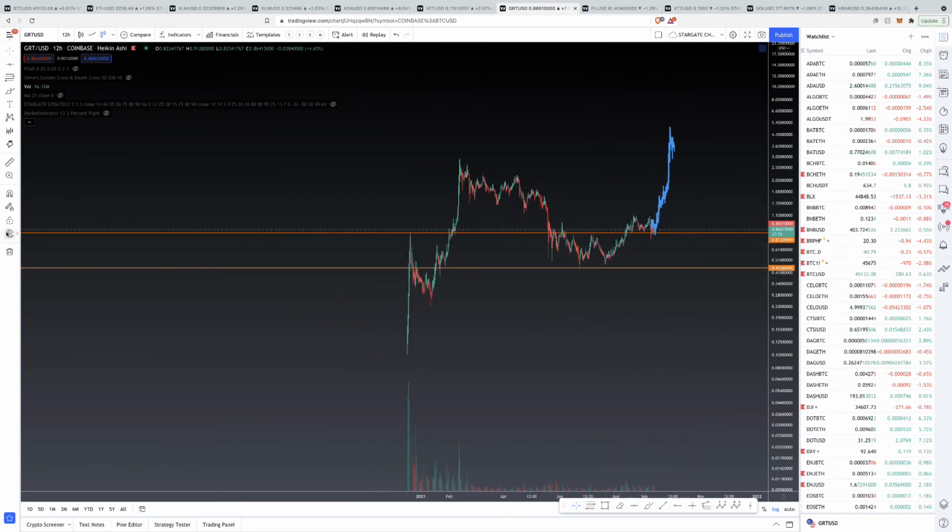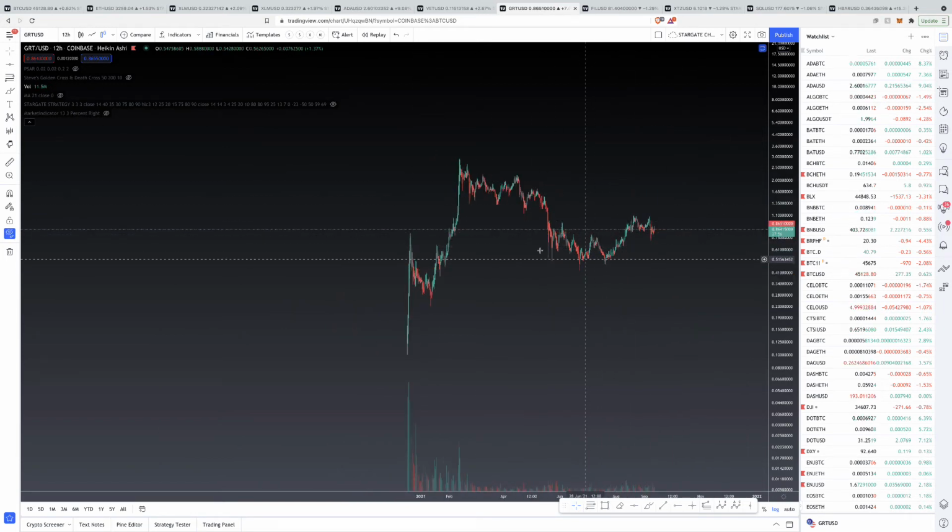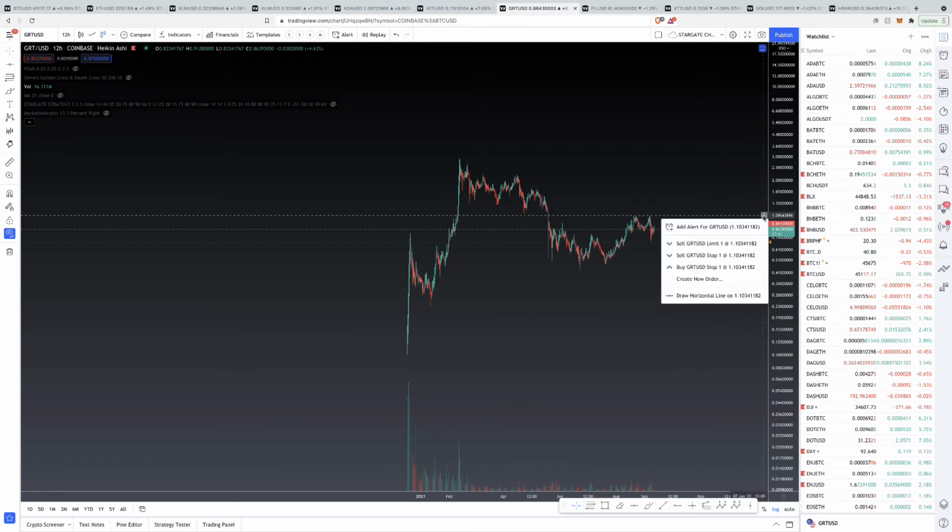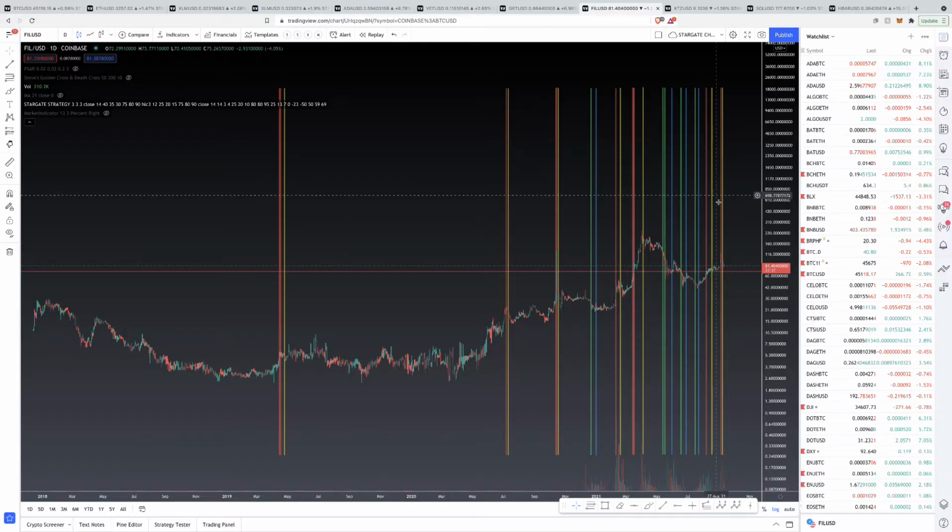But as far as I'm concerned, market structure is still holding. We had our lows back here. We made a higher high past these ones over here. And right now, if we can hold this and make a higher low, direction is up. That's what we want to look for. And you can set alerts so that if it breaks the 70-cent level, you're notified. And if it breaks the $1.10 level, you're notified, right? So now I'm going to go to Filecoin.